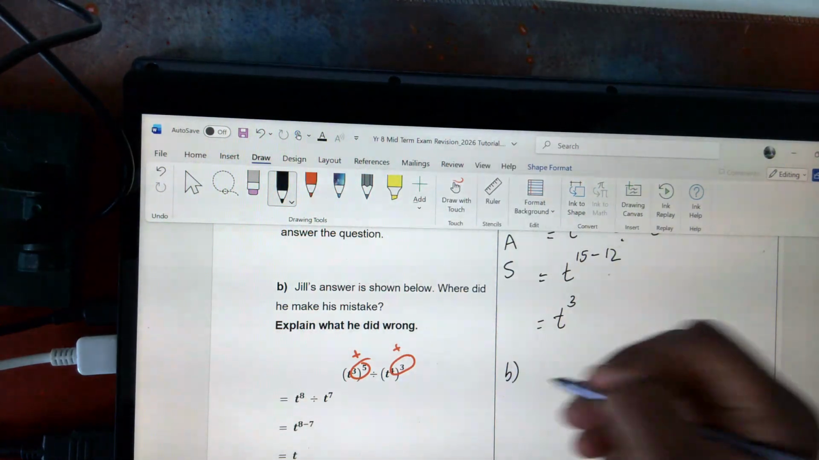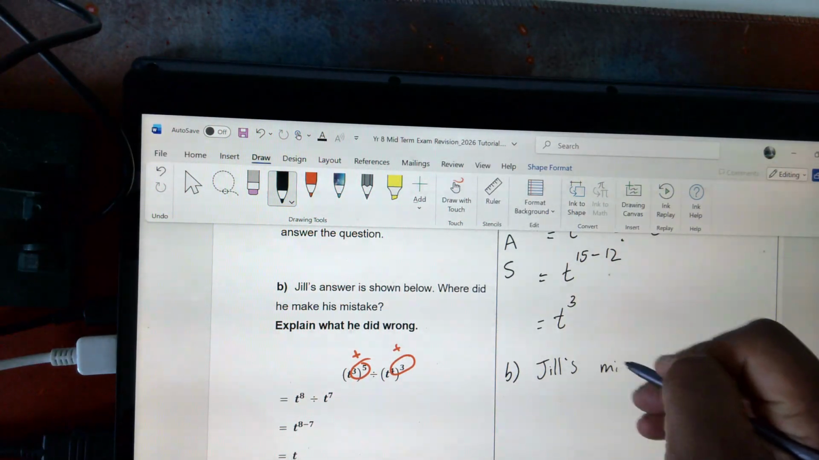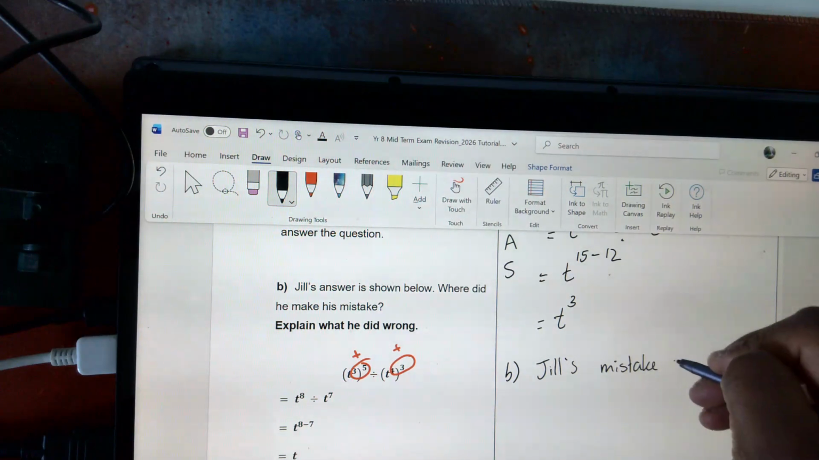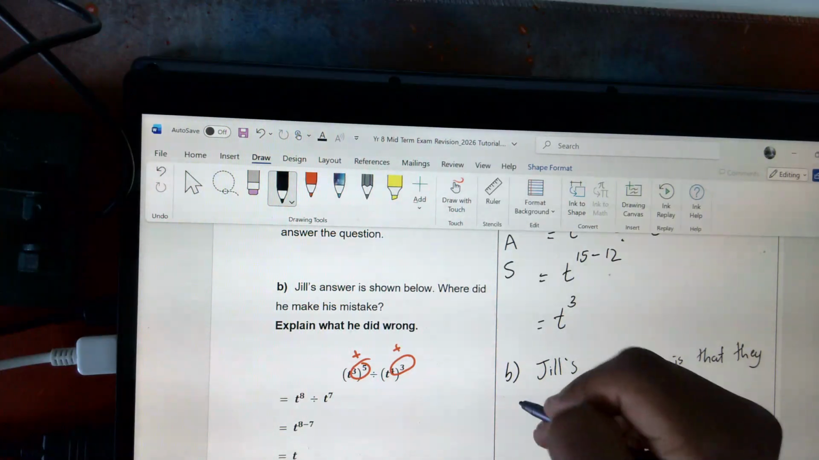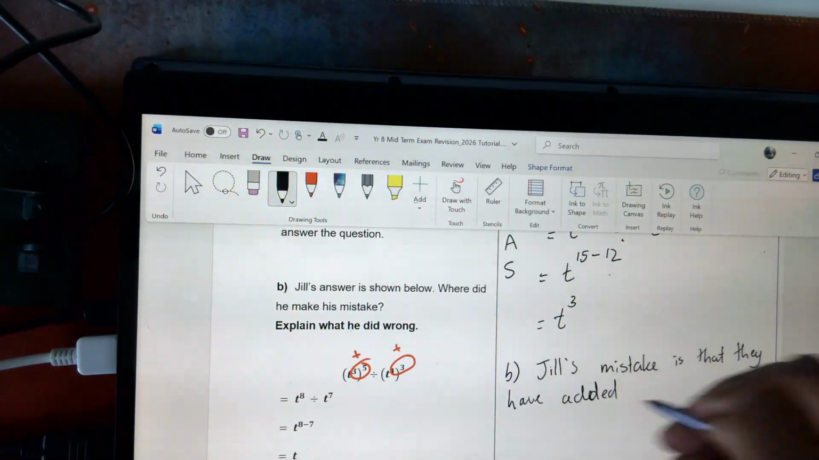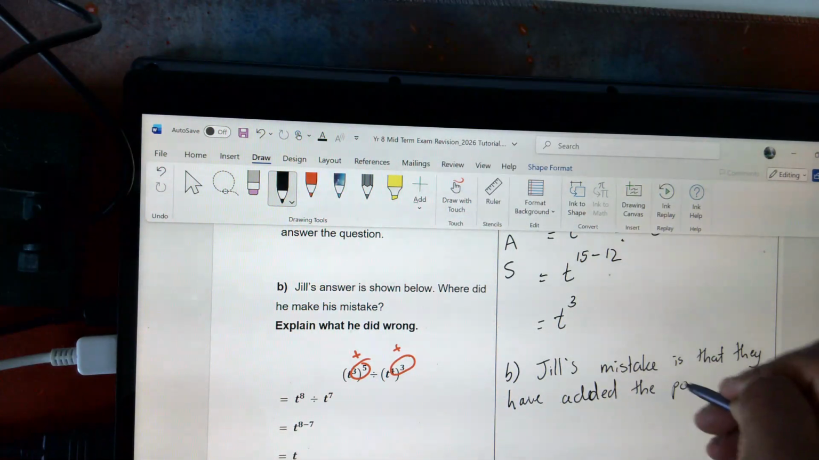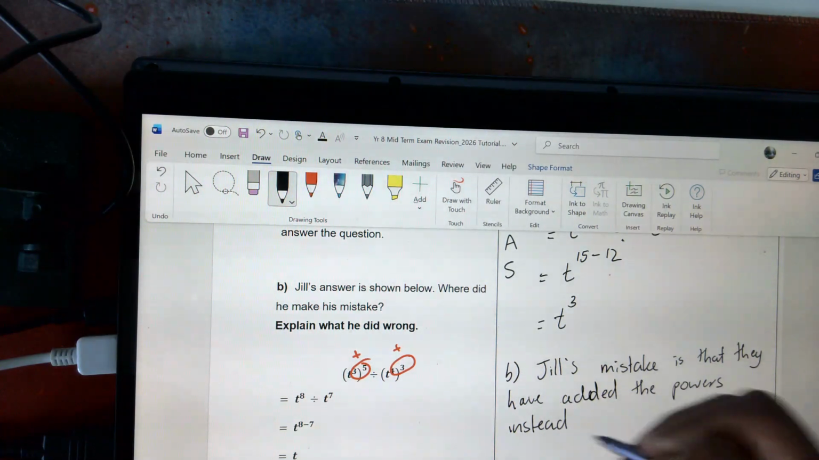So for B, we'll just say Jill's mistake is that they have added the powers instead of multiplying.